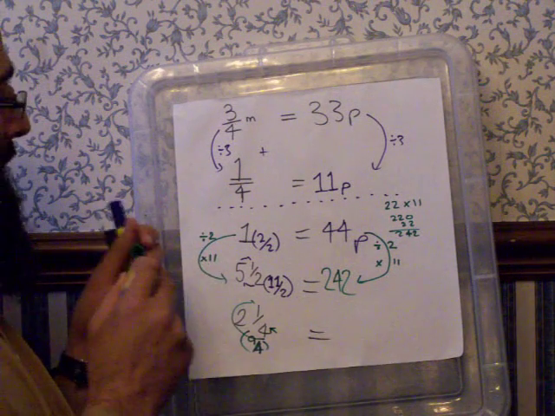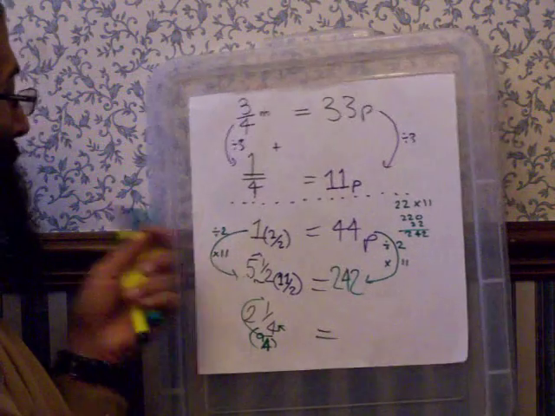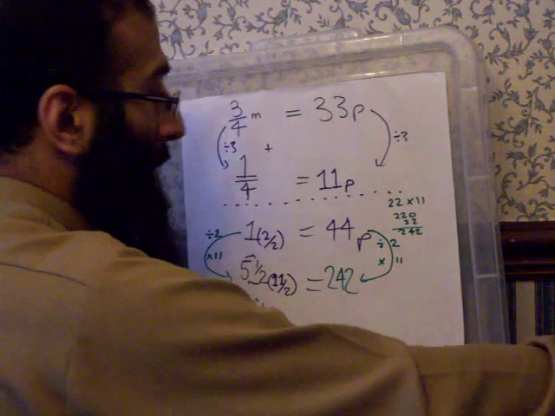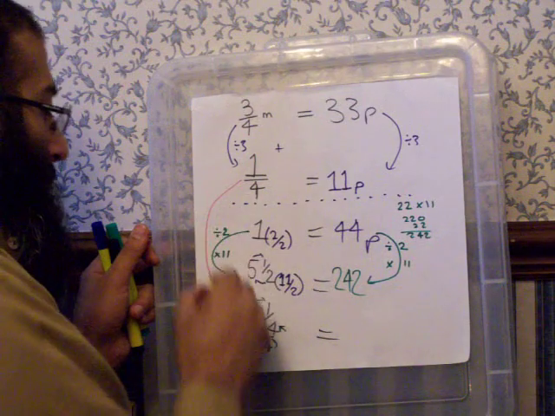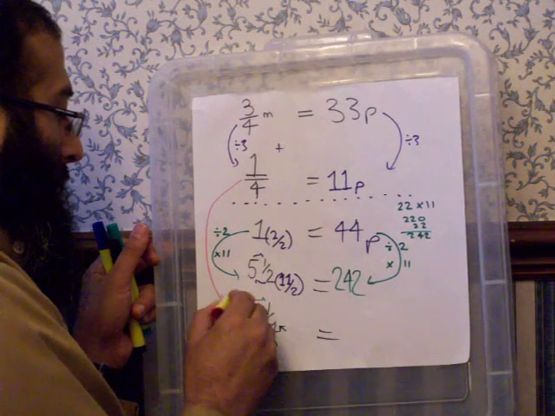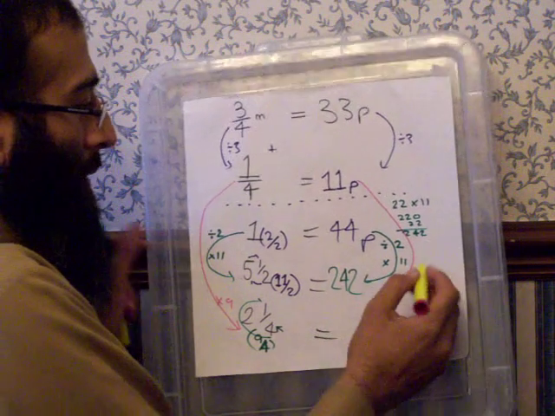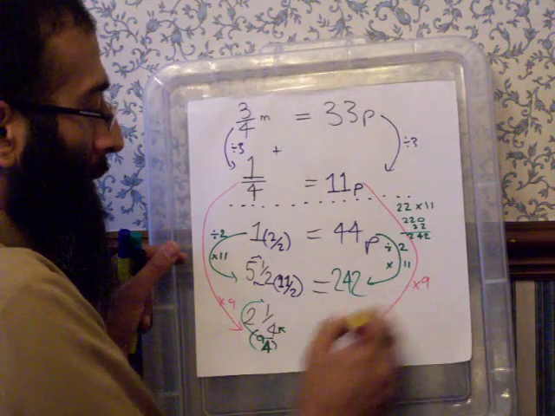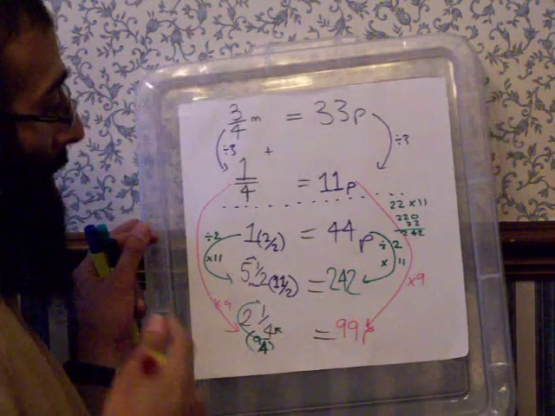Now, Mr. Moyies, how do we get from 1/4 down to 9/4? What do we do? Times by 9. From here, you times by 9. So from 11p times by 9 gives you 99. 99p. Have you all done? Yes.